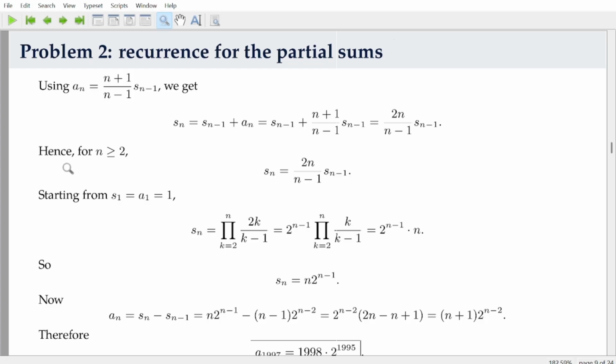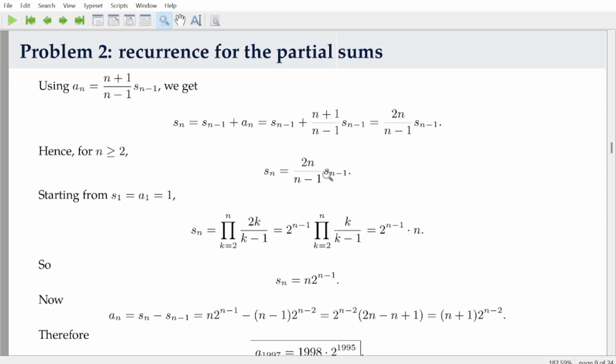And so for any n greater than or equal to 2, because of course a sub n is only defined for n greater than or equal to 1, and we're working with s sub n minus 1 here, so if n is equal to 1, that's not even defined. So s sub n minus 1 is only defined for n minus 1 greater than or equal to 1, which means n is greater than or equal to 2. And so for values of n greater than or equal to 2, we get this recursive relationship for our sequence of partial sums, right? So the nth term of our sequence of partial sums is 2n divided by n minus 1 times s sub n minus 1.